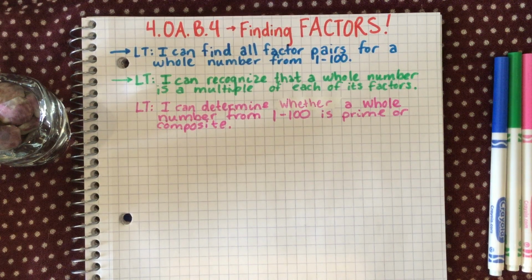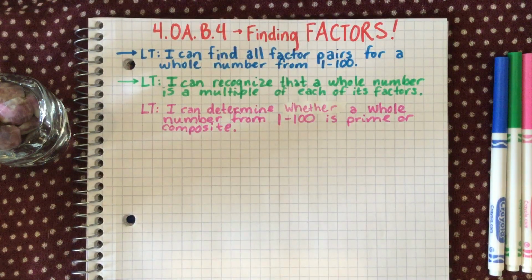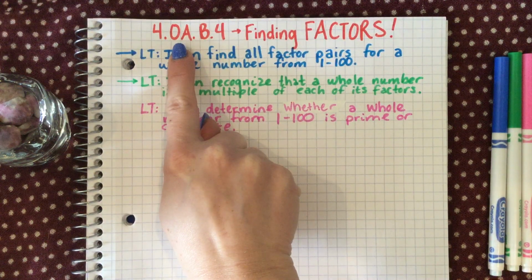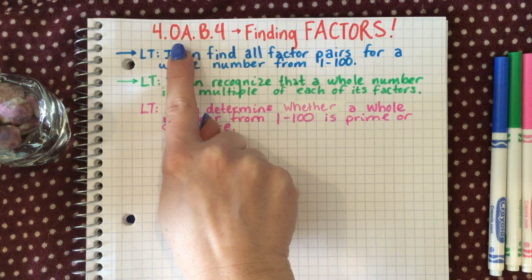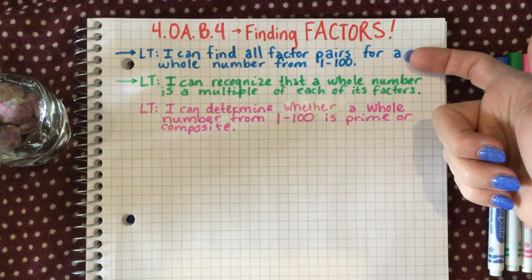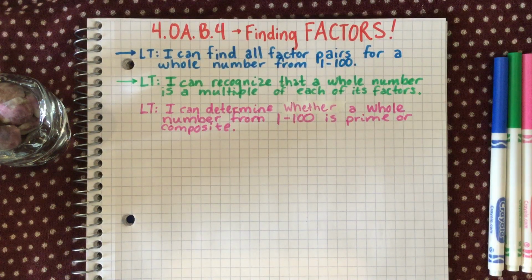Today we're going to be working on finding factors. This is going to help us meet this standard, which is 4.OA, Operations and Algebraic Thinking, and it's the fourth one. This standard is going to be turned into 3 learning targets. So we're going to go over those. I'm going to show you some vocabulary and just give you a couple of helpful tips that are going to help you solve today's work, the problems in today's work.